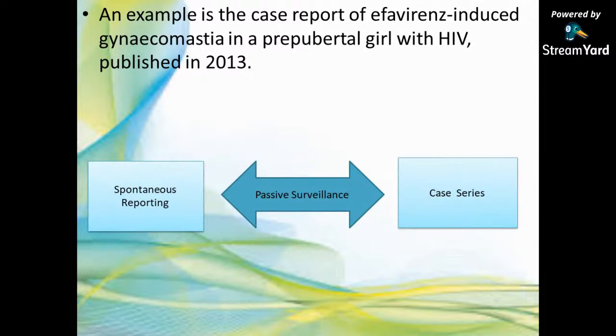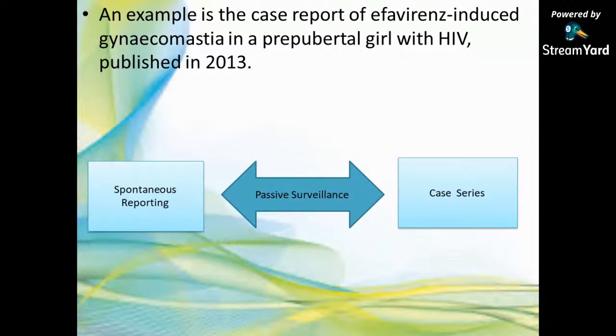For example, here I want to give an example, that is a case report of the efavirenz drug. Okay. So here the adverse event is gynecomastia. Okay. So in 2013, efavirenz induced gynecomastia was reported in an HIV patient. Okay. So this is the first report, which was reported in 2013. After that, many reports related to efavirenz induced gynecomastia have been given.